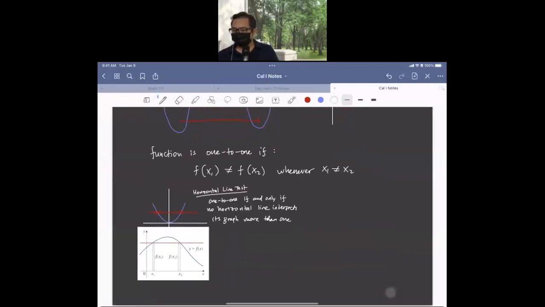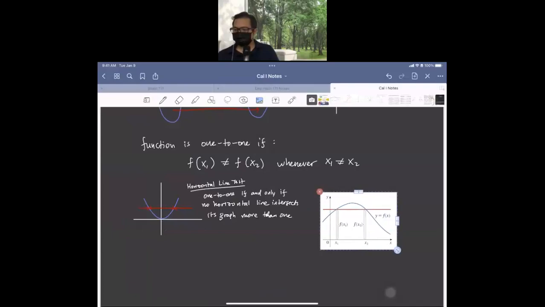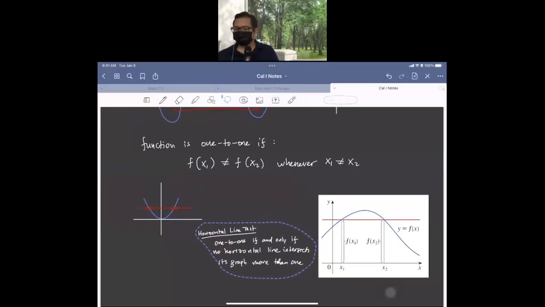Okay, now the definition of the inverse. I think I will go to the next page. Let me write maybe here. Maybe a little bit here. Okay.